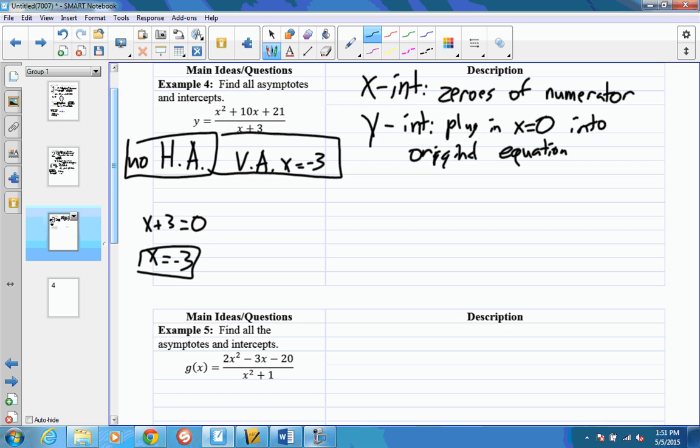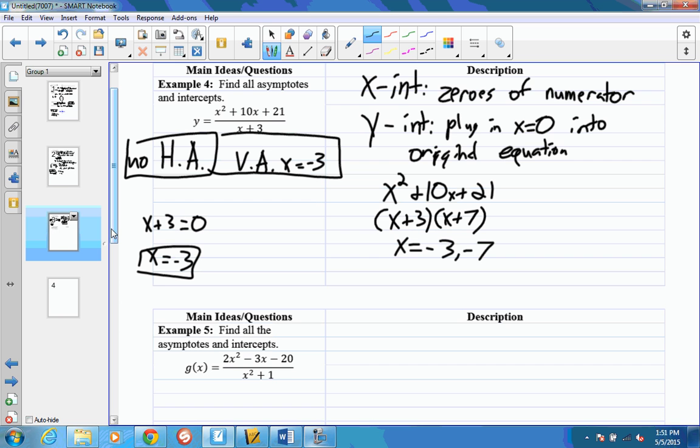Right, so x-intercepts are zeros of the numerator. I only want the numerator. So let's factor the numerator. I got x squared plus 10x plus 21. Nothing I can pull out, is there? But 7 times 3 is 21, and 7 plus 3 is 10. So this breaks really easily into x plus 3, x plus 7. Good job, Colton. So I've got zeros of what? -7. Good. -7 and -3.